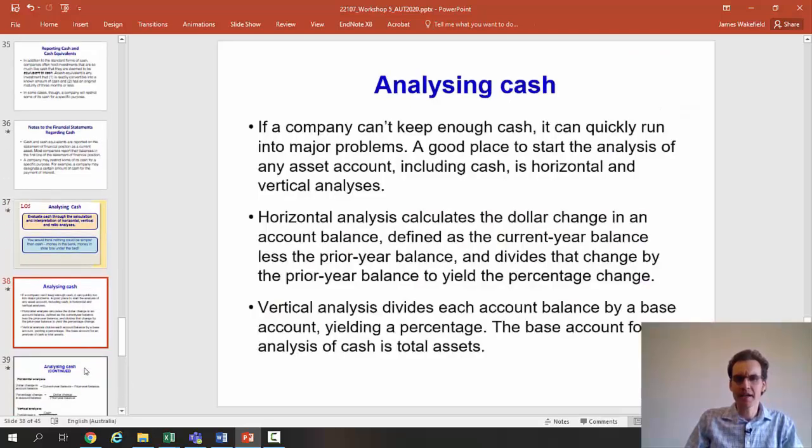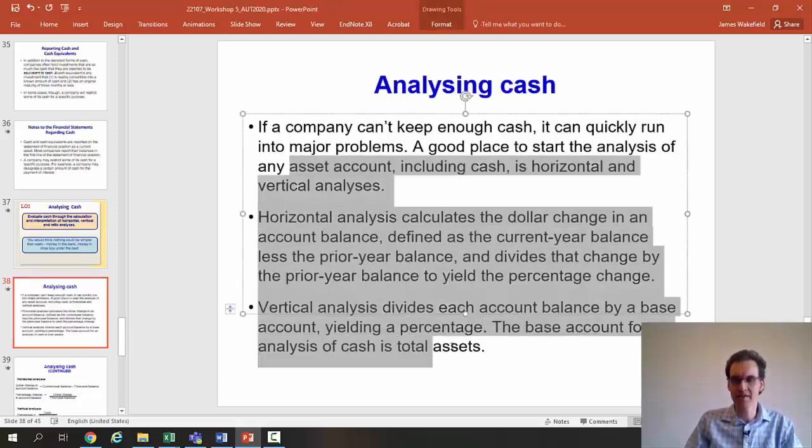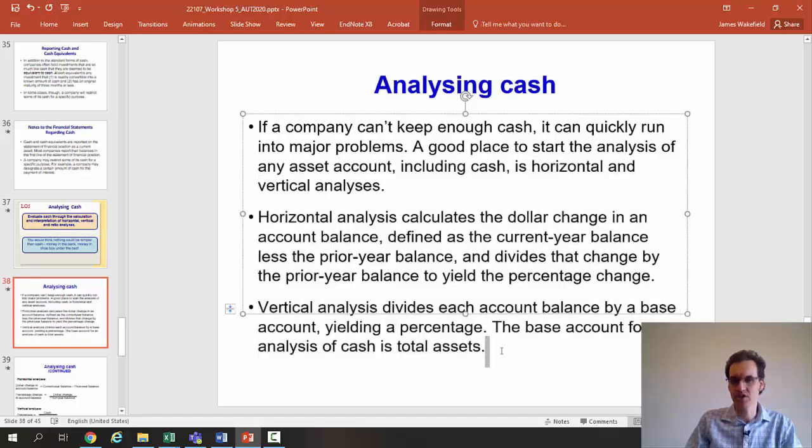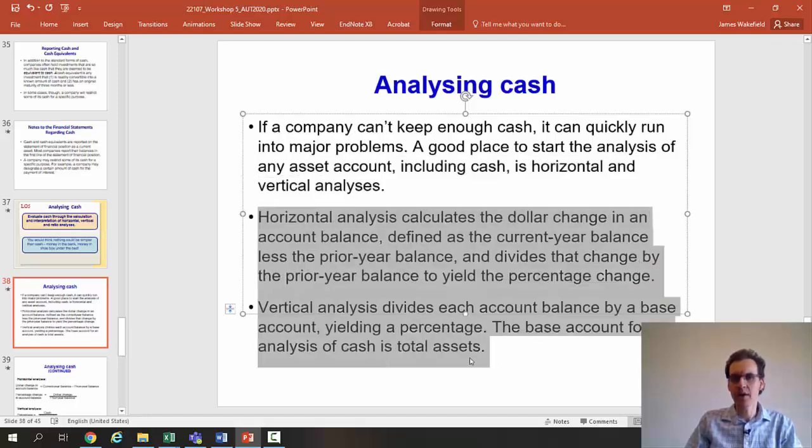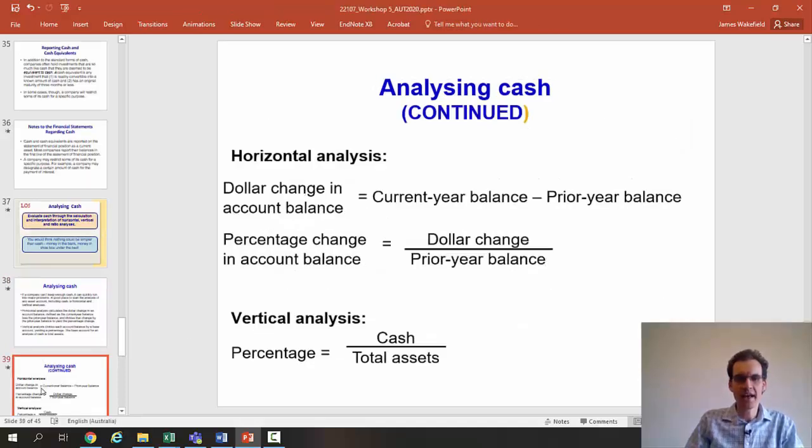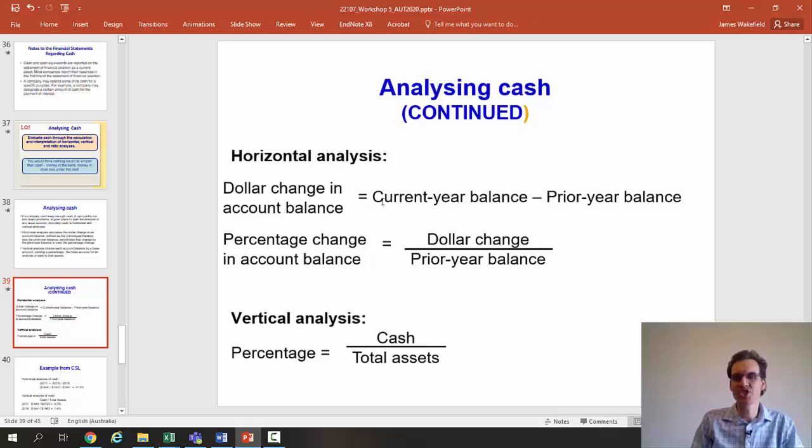From a business perspective, we obviously need all cash reported in the financial statements, and so therefore that allows us to analyze it using some of the techniques that we've covered in this subject already. And those techniques are related to horizontal and vertical analysis. So with horizontal analysis, basically what you're looking at is change in cash holding over time. So whether cash has increased or decreased from the prior year.